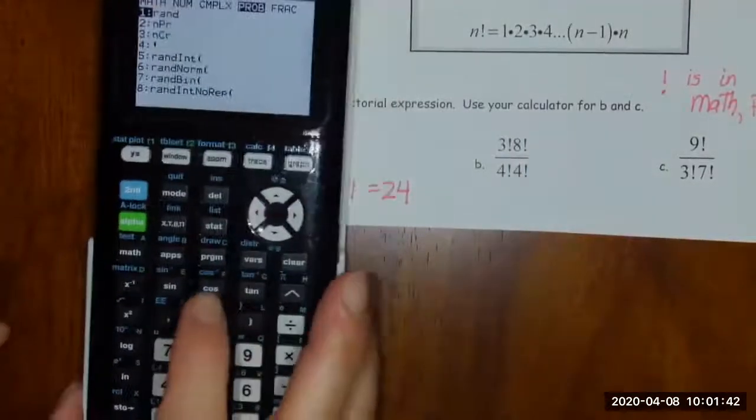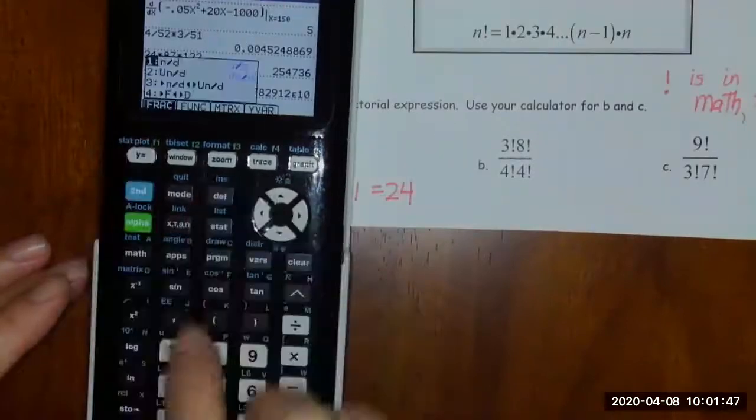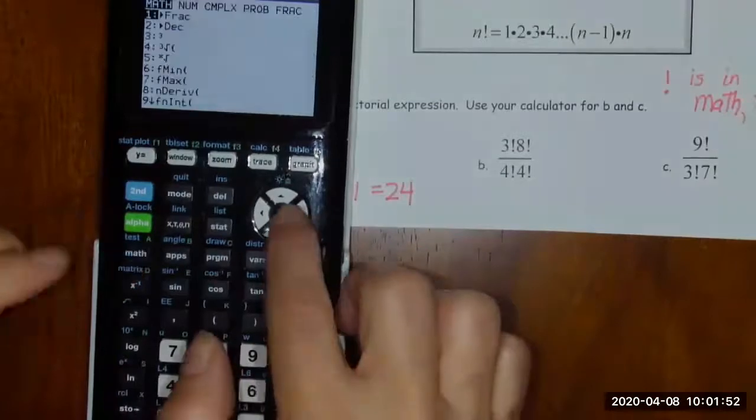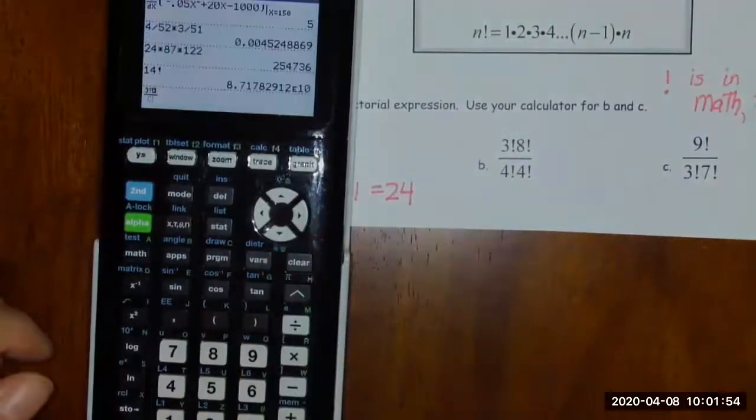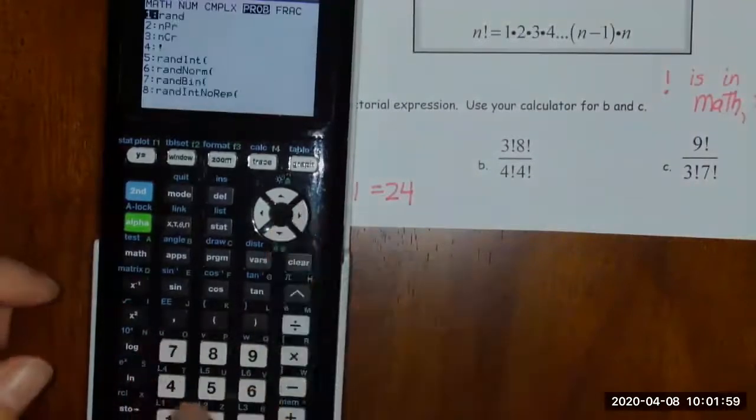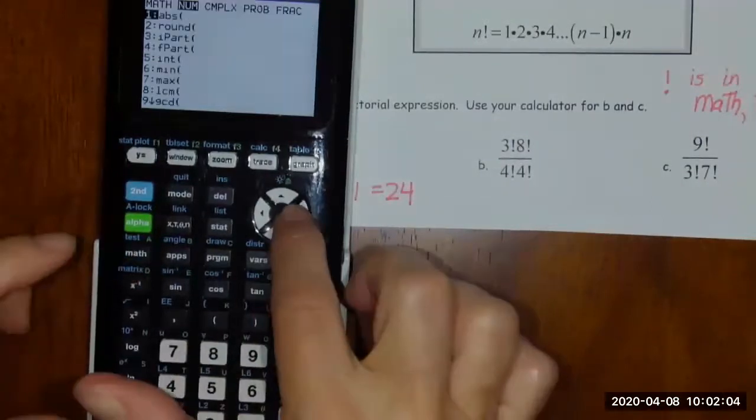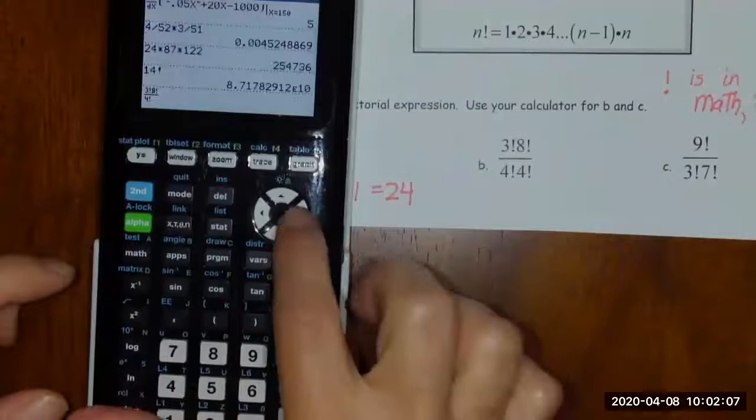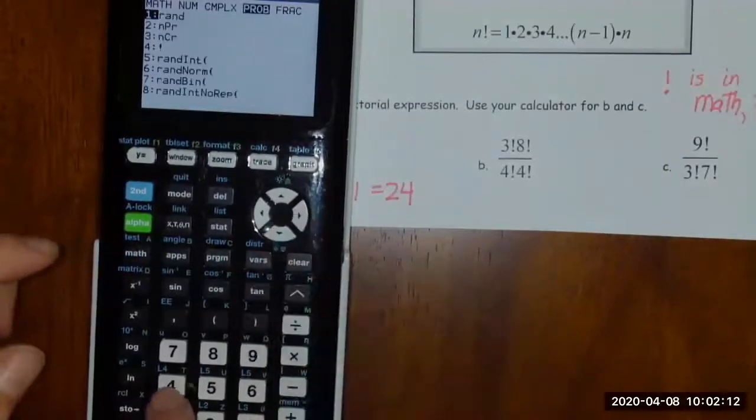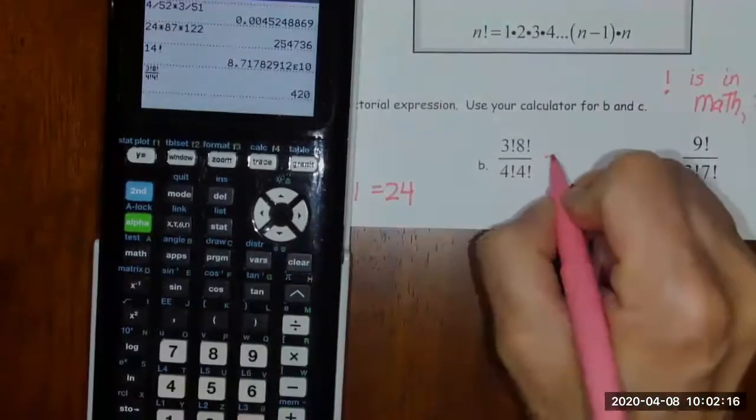So if I wanted to put this in there, I will hit my fraction, alpha y equals 1, and I will just type it in: 3 math 4, 8 math 4. Then I'll go on the bottom and I'll write 4 math 4 and 4 math 4. Did I type it in right? And I get 420.